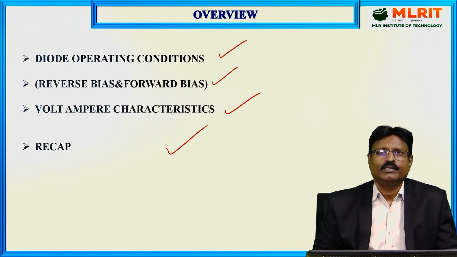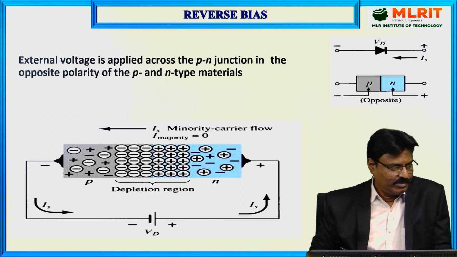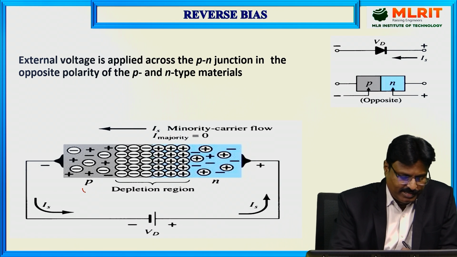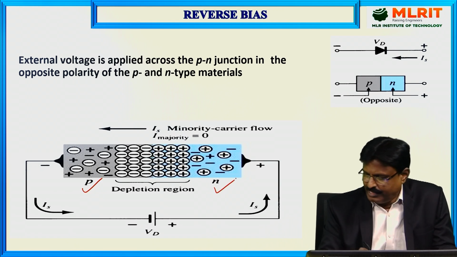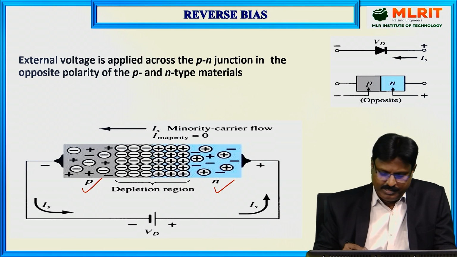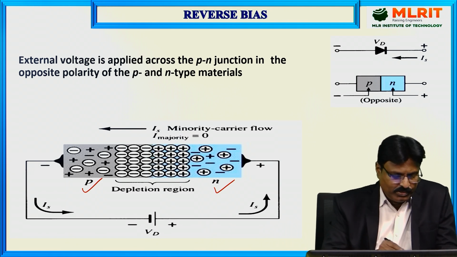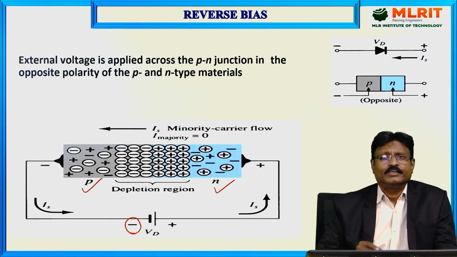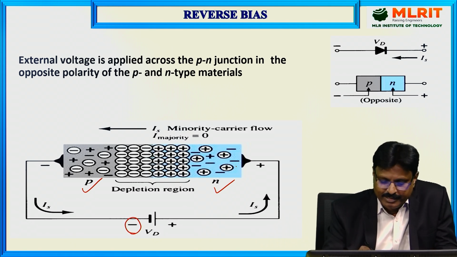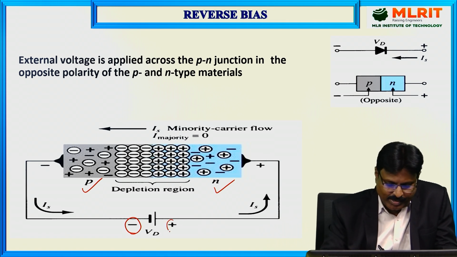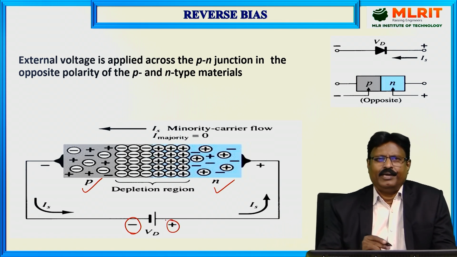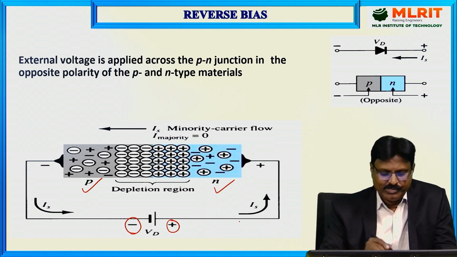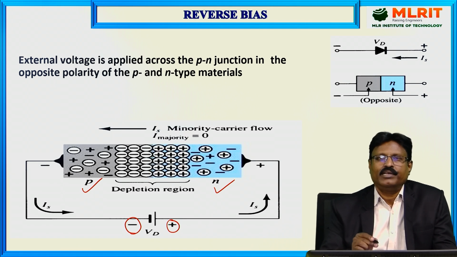Let us go to our reverse bias mode. Reverse bias mode means, as you can see here, this is a P region and this is an N region. P is connected to the negative terminal of the battery, and N is connected to the positive terminal of the battery. This is the mode of connection in the reverse bias operation.